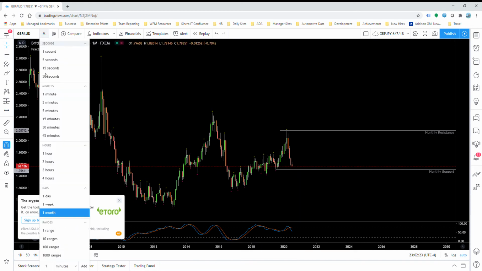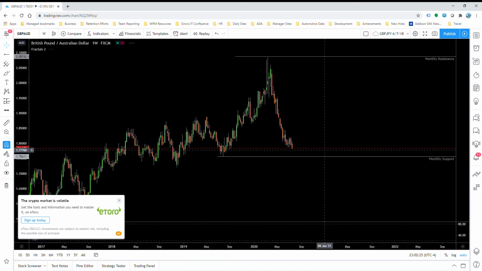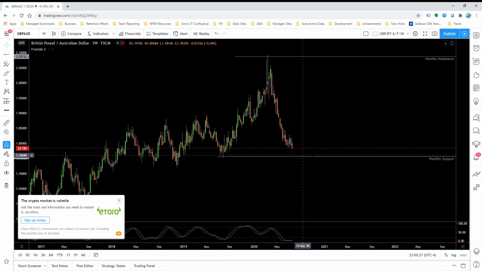Alright, and we'll drop down to the weekly chart, and we will do the same thing. So what we'll see is right here we have another area where price currently is. So we'll mark this area here as a weekly support.